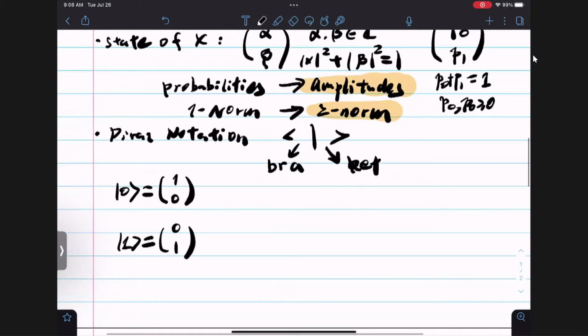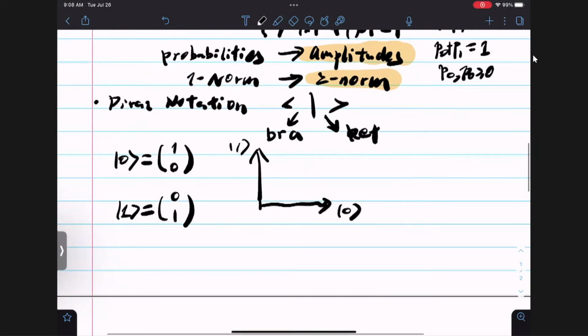Okay, so you can think of these two special states as the two classical bits, 0 and 1. You can identify with that. And if we plot these two states, ket 0 and ket 1, in this 2D plane, you can notice that they actually form a basis. Okay? So that means any other quantum state, (alpha, beta), can be written as a linear combination of ket 0 and ket 1. So let's say it's here.